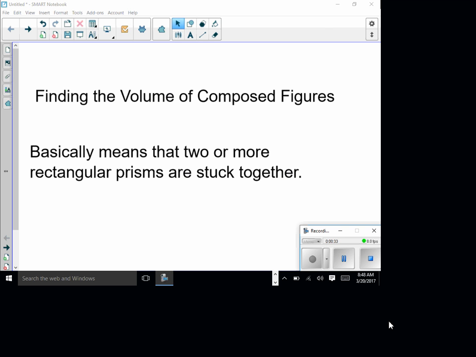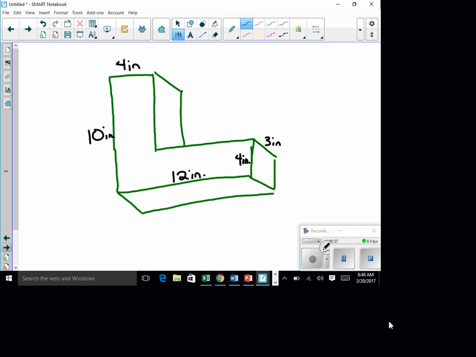So I'm just going to dive right into it. A couple things I want you to remember while we're doing this: volume equals length times width times height. Now you look at it, and it looks like we have a big L here. The only way to find the volume is to separate these two rectangular prisms that are stuck together.